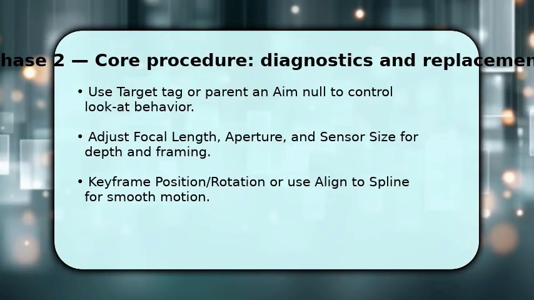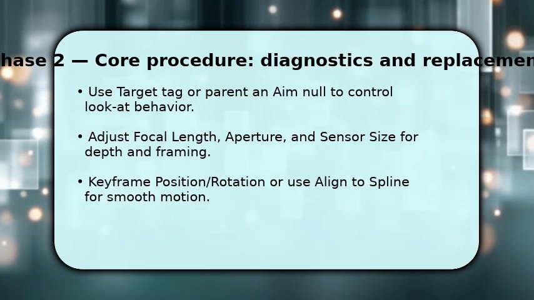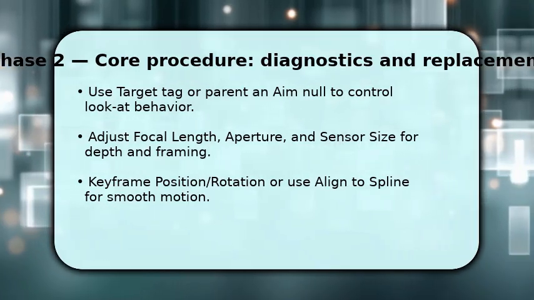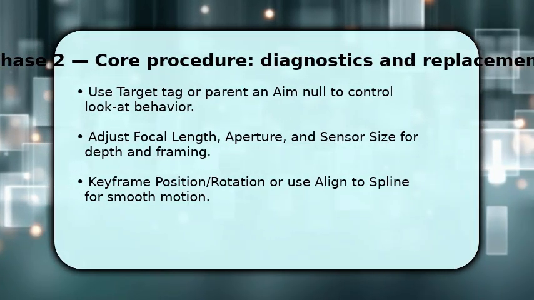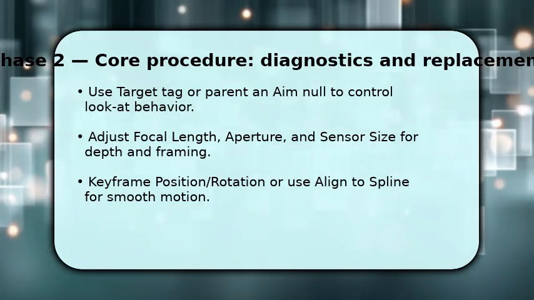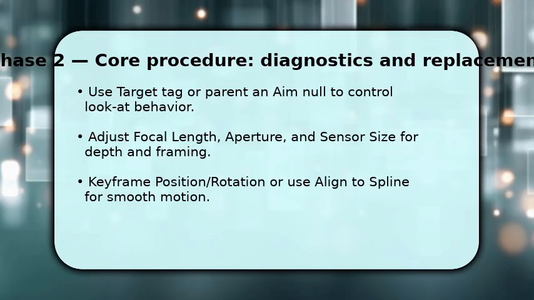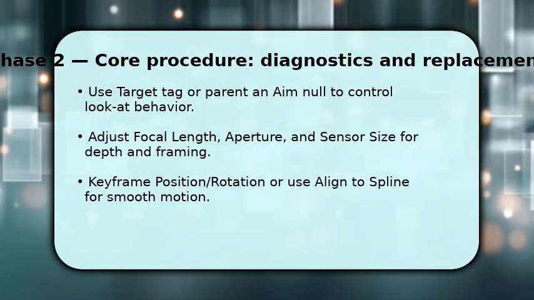You need precise movement, so either parent the camera to a null and animate that, or add a target tag for reliable look-at behavior. This keeps rotation intuitive. Then refine focal length and aperture to shape depth of field. Depth choices affect perceived scale, so tweak while observing render previews.